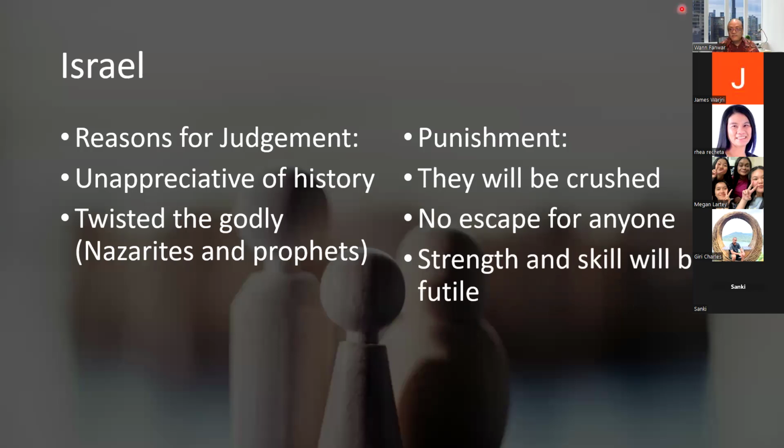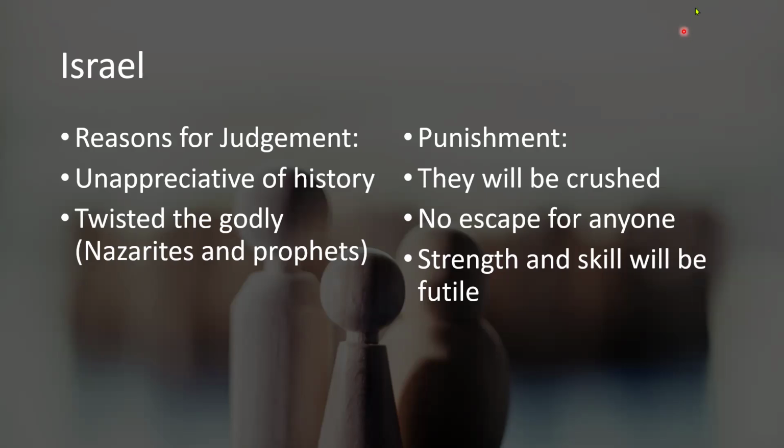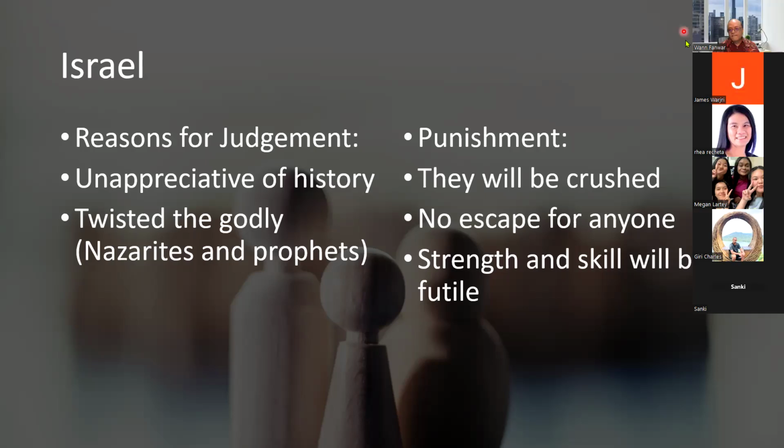And he says that all their strength and skills, they had some great kings. For example, Jeroboam II. You saw about him last week, the parallel with Uzziah. He was a great king. He won some wars. He built up the kingdom. He enlarged its territory. But God says to them, all your strength and skill will be futile.